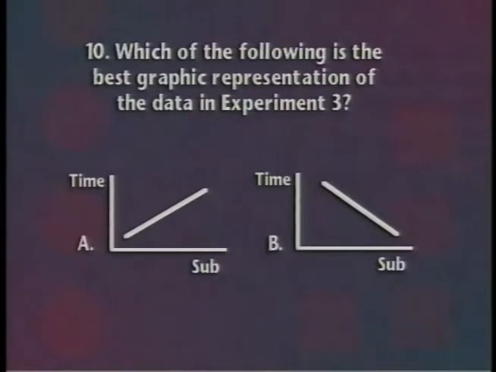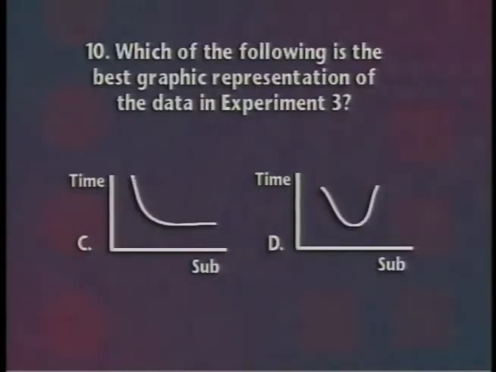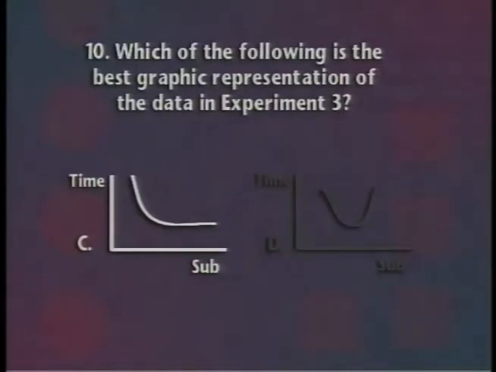Options A and B are out because they show a strict increase or decrease. Option D is also out because it shows an initial decrease and then an increase. Option C is our best graph here. It indicates an initial decrease and then a leveling off at 5 minutes. Answer C.